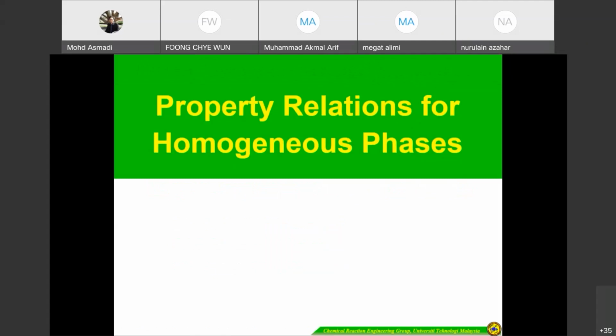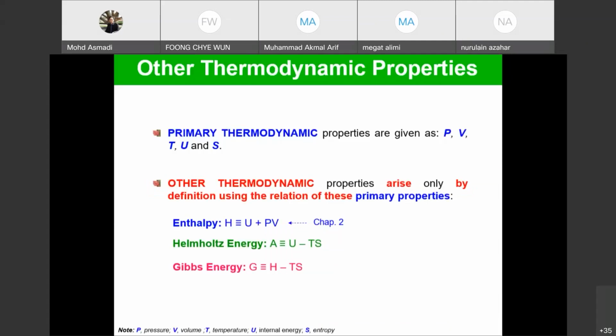So let's see the property relations for the homogeneous phase. Remember, a homogeneous phase is either liquid or gas. For the thermodynamic properties such as P, V, T, U, and S, we call these primary. But there are other thermodynamic properties derived from the primary, which we call secondary. These are the enthalpy, Helmholtz energy, and also Gibbs energy.